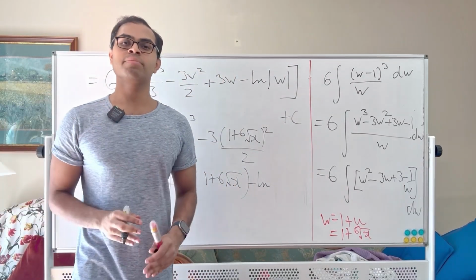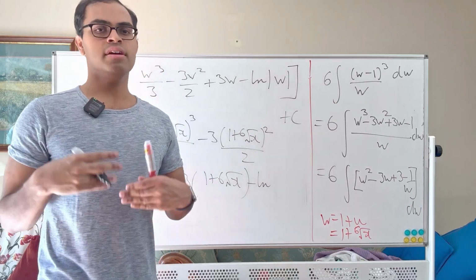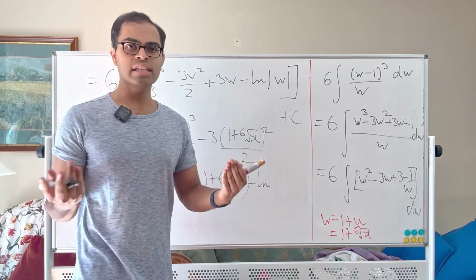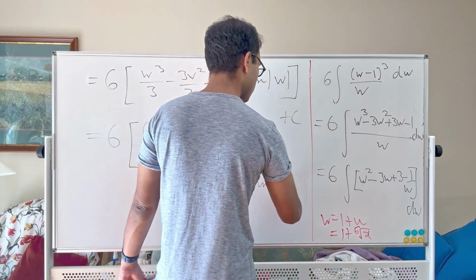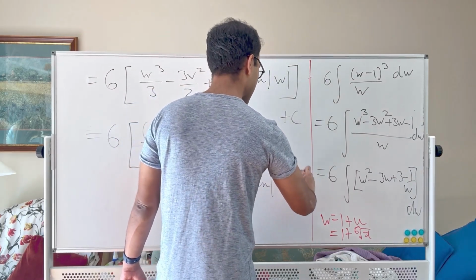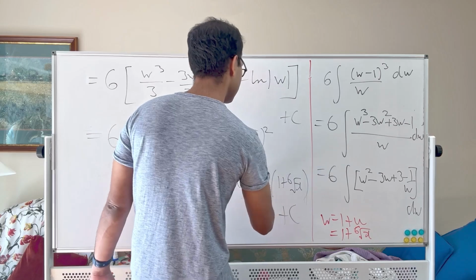But we could assume at the beginning that x was positive because we're taking the square root of x. We're doing a real integration. So we can just omit the absolute value and write this as log of 1 plus the 6th root of x, plus a constant. So that's going to be the answer.